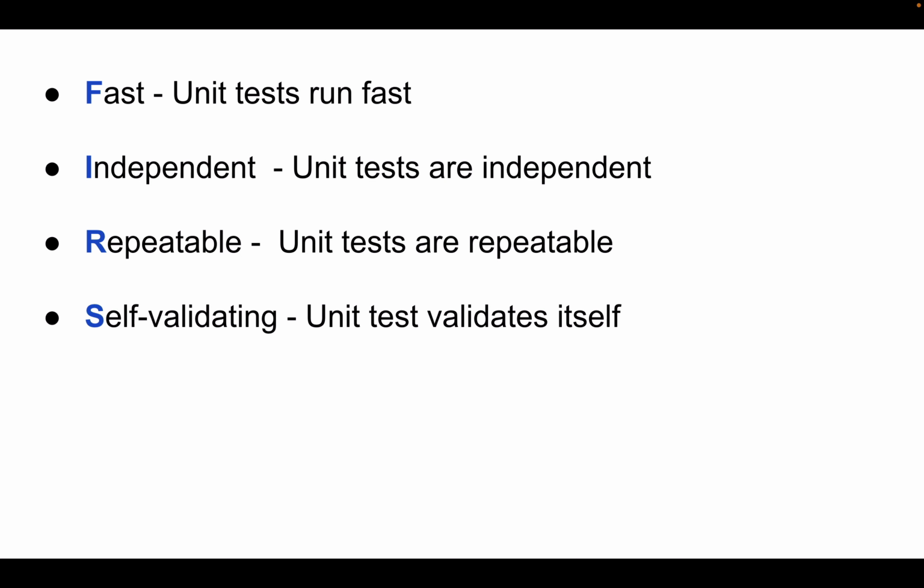The next letter stands for self-validating, and this means that to learn if unit test has passed or not, developers should not be doing any additional manual checks after the test completes. Unit test will validate the result that method under test has produced itself, and it will itself make a decision whether this unit test is passing or is failing. So after unit test completes, the result will be clear.